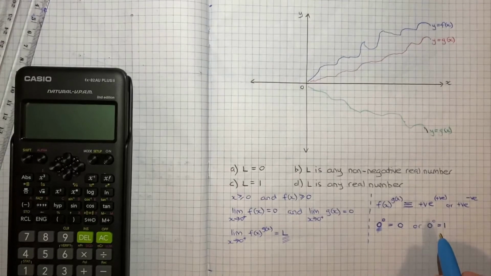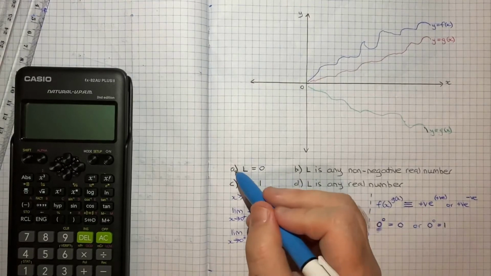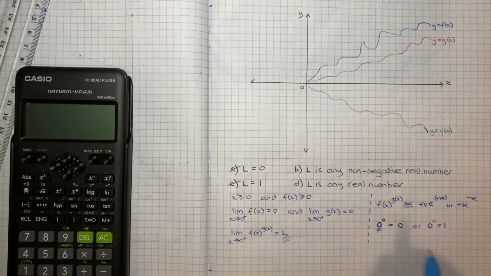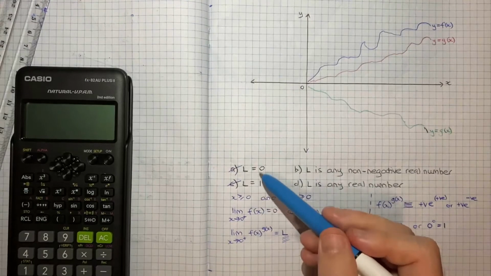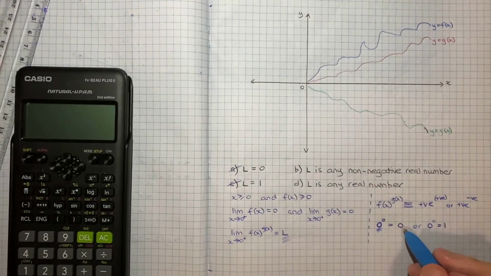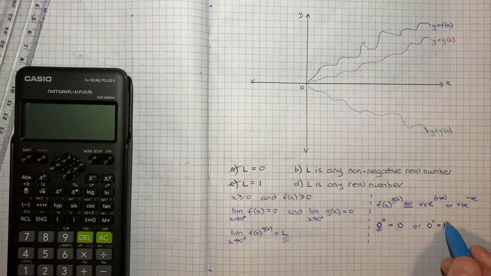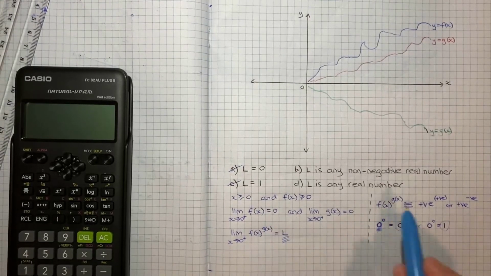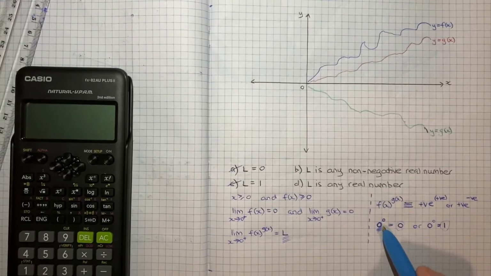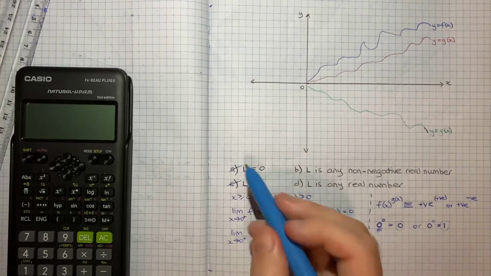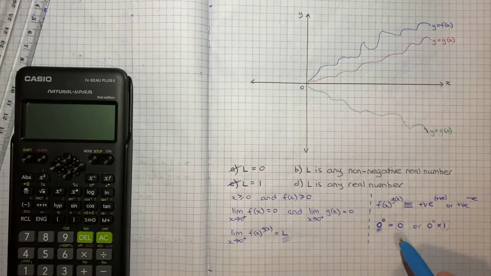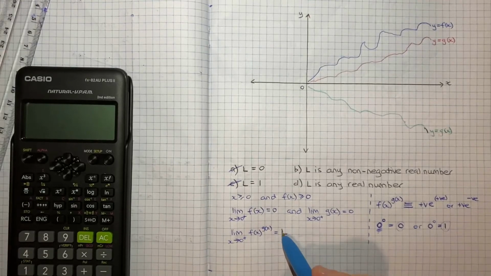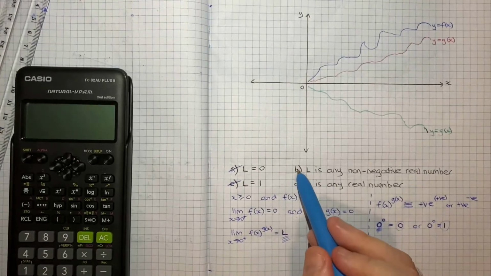and therefore 0 to the 0 is actually undefined. So we can cut out A and C right away, because those are saying that L is 0 or 1, and I think they've been put there to almost trick you into thinking one of these must be applicable. But we're dealing with limits, and in that context 0 to the 0 is undefined. So we're going to cut those out. Those aren't valid ways to think about L in this question. So that leaves us with just B and D.